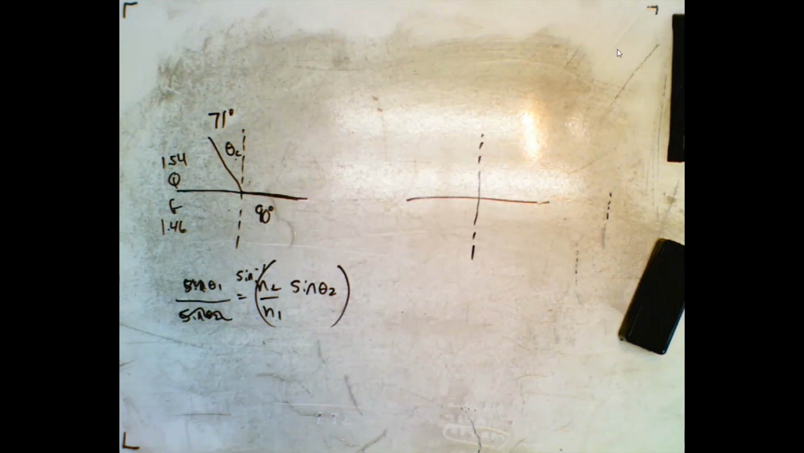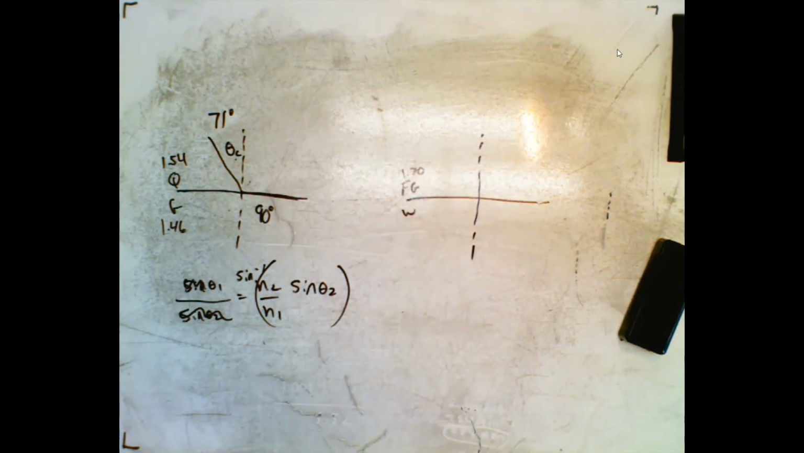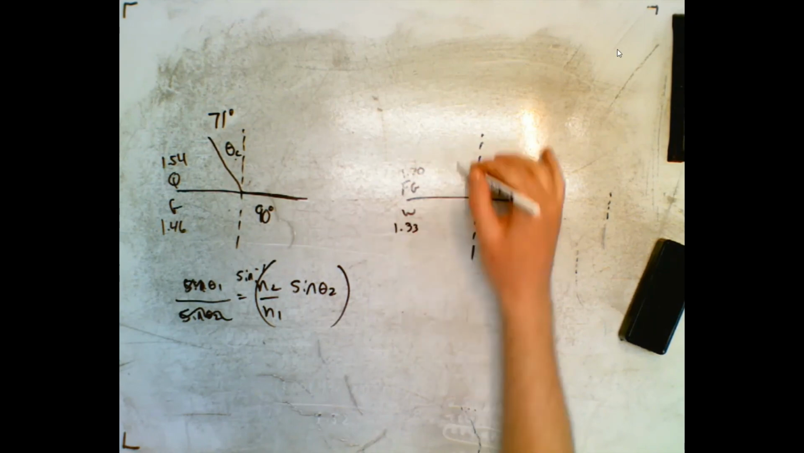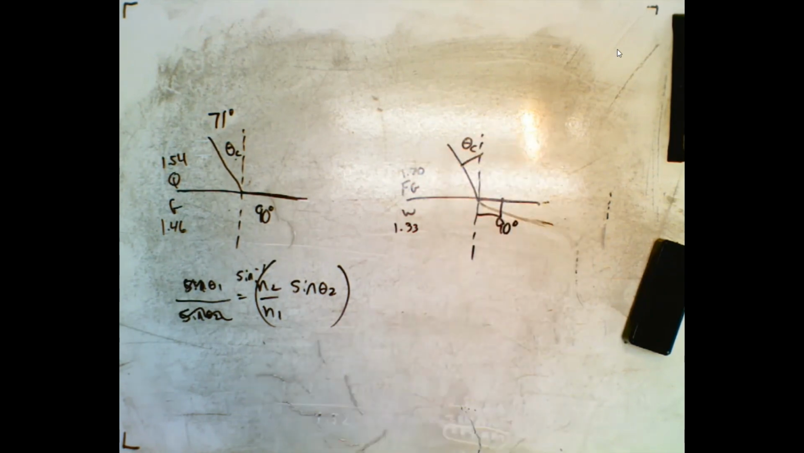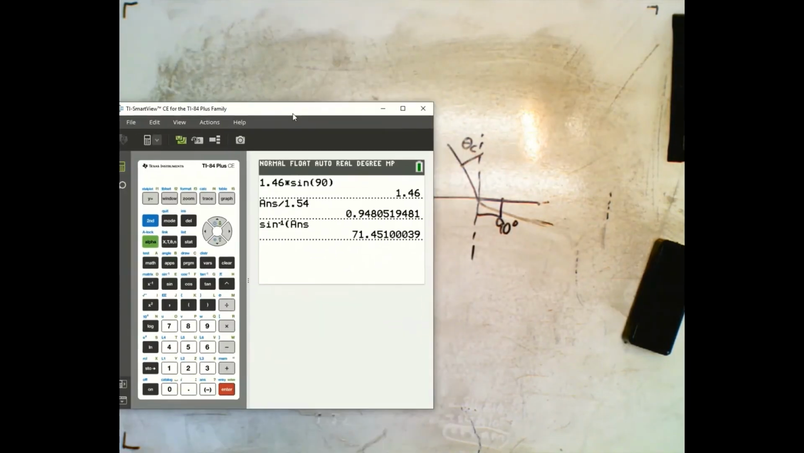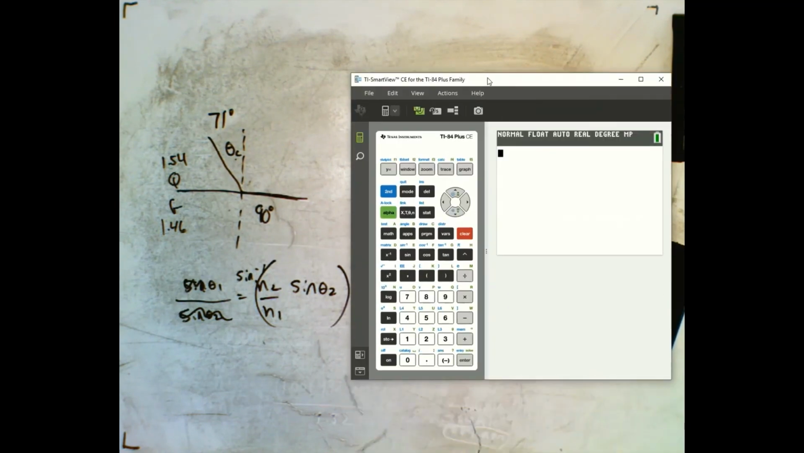So for this one, we're going from flint glass to water, which is 1.33. Again, this is 90 degrees. We're trying to find this, so we'd use the same formula, but with the new numbers. So 1.7 and 1.33. N2 is 1.33 times sine of 90, and then divided by the 1.7, and then sine negative 1 of that answer, and we get 51.5 degrees.